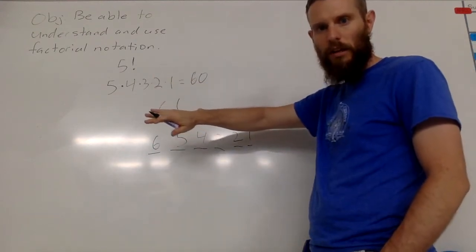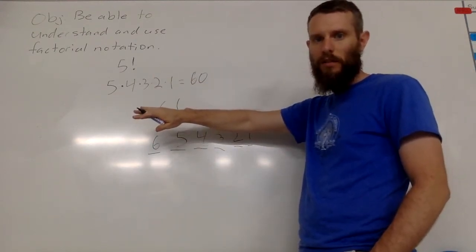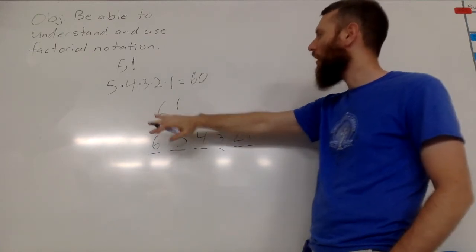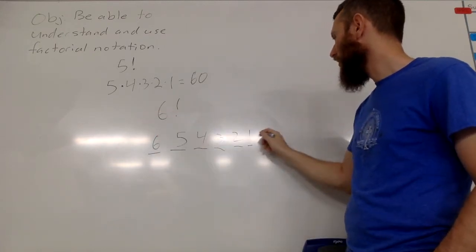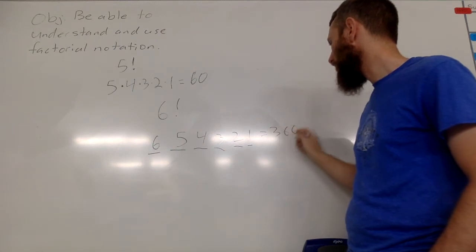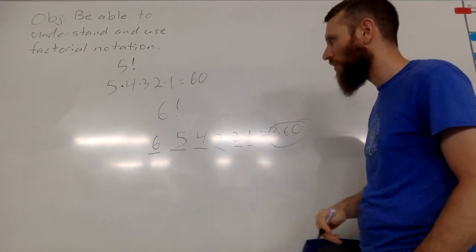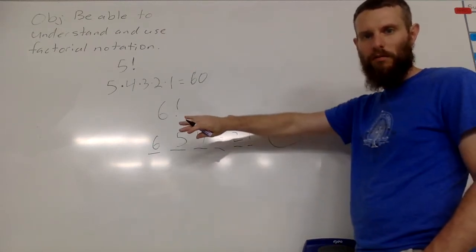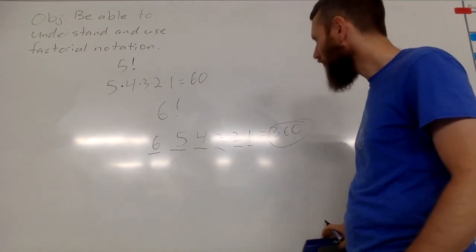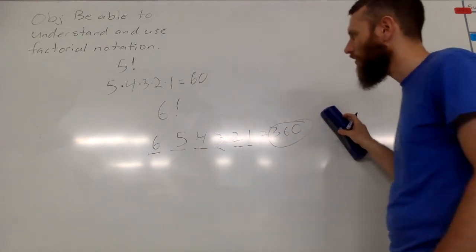The glare is really bad. But 6 times 5 times 4 times 3 times 2 times 1, and I think you get 360, if I'm not mistaken. So 6 factorial would be 360. So that's one way you see factorial notation.